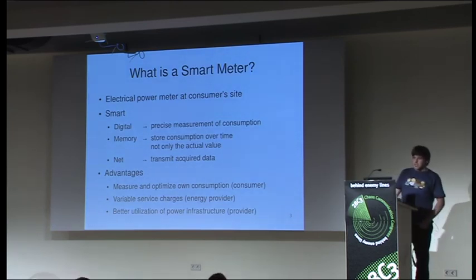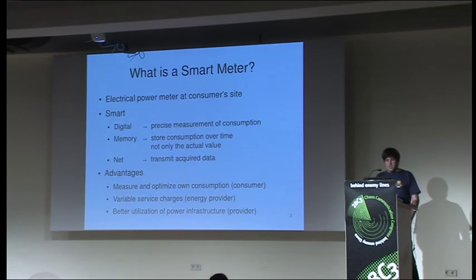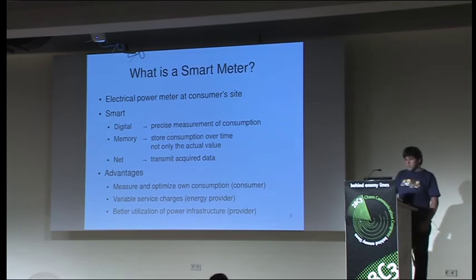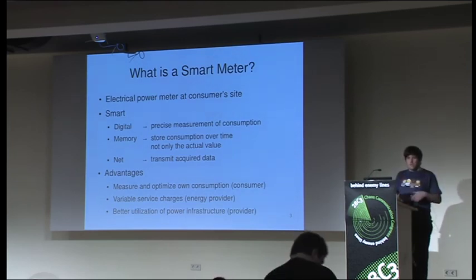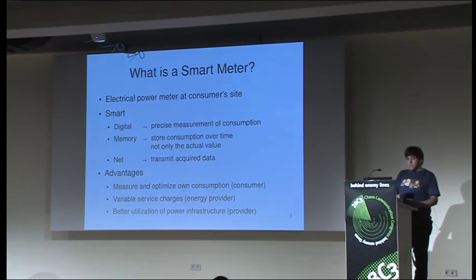A smart meter is an electrical power meter at the consumer side. It's down in your cellar and it measures the power consumption. So why is it smart? It's smart because it's digital, so it's more precise and can measure the consumption very precisely. It has a memory, so it can store the consumption over time. So you don't have only one value that you can read at the end of the year. You can see the power consumption during the whole time. And the other thing which makes it smart is it has a network connection, so it can transmit the acquired data. You don't need to go down to the cellar. You can read it out remotely.